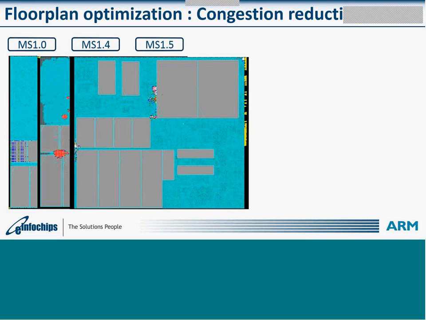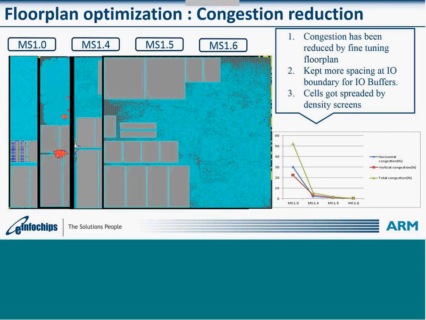And you can see over here the congestion is too high on some of those ITAG memories. That is because all those I/O ports are routed over those ITAG memories and connected to the blocks which are sitting below or to the left. So we fine-tuned the floor plan. You can see MS1.4.